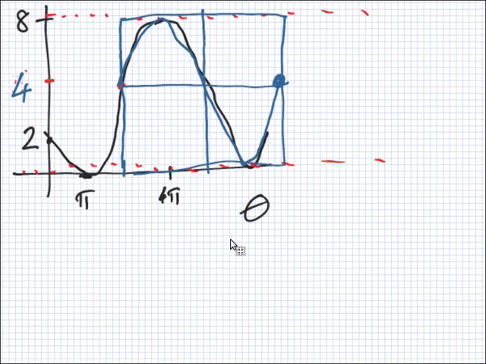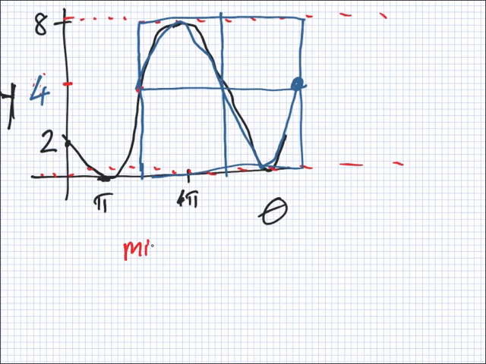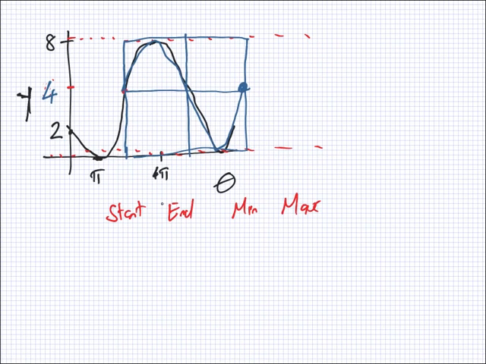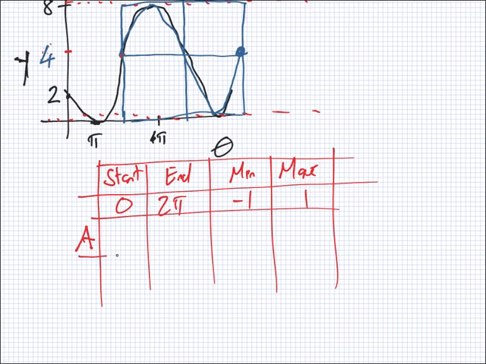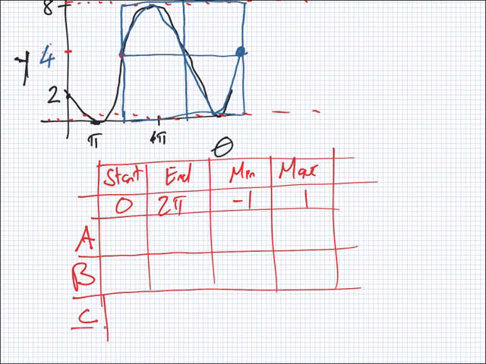Okay, so let us try and work backwards. So you know you had your table: start, end, min, and max. Anyways, if it's supposed to be sine, I can fill out what the first row was. It was 0, 2 pi, minus 1, 1. Yes? Then what you did was you considered the A, then you considered the B, then you considered the C, and then you considered the D.